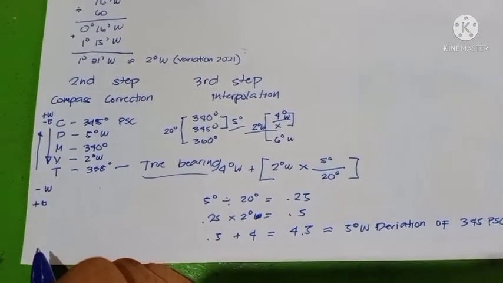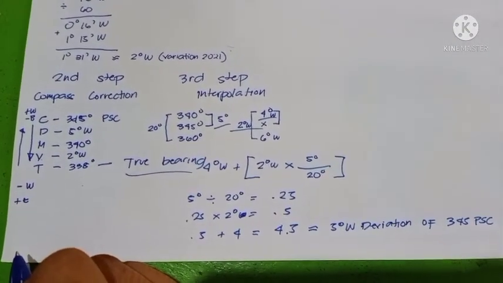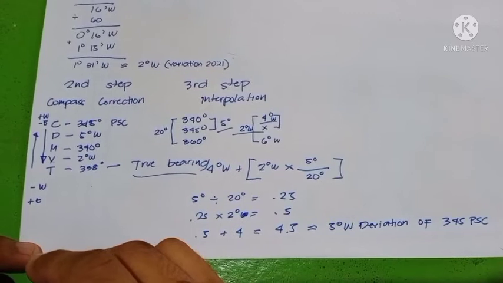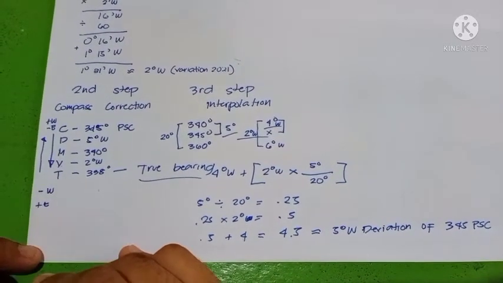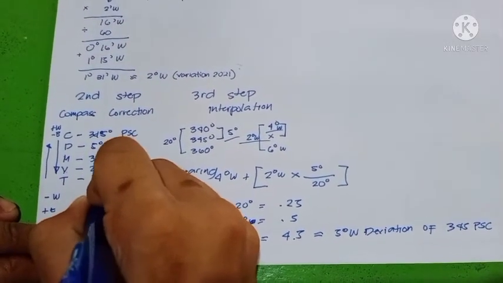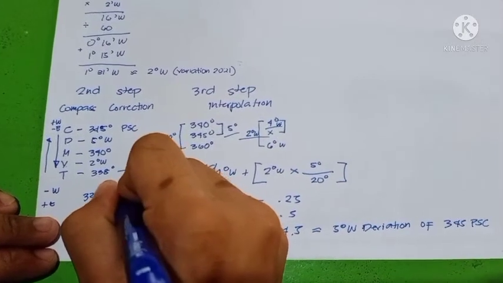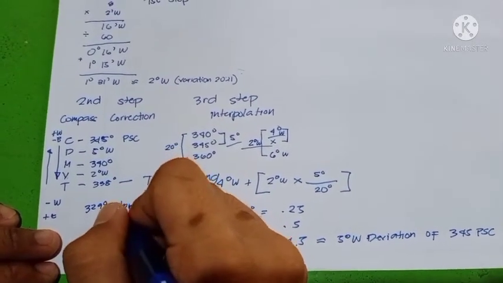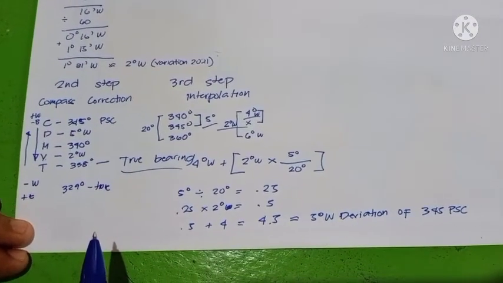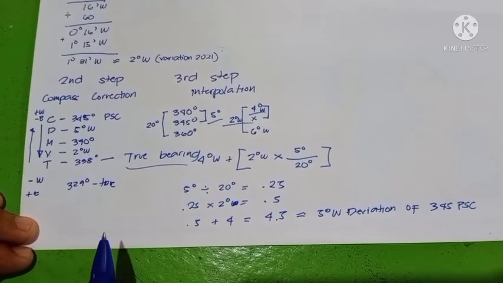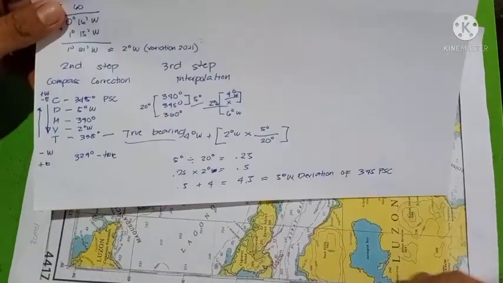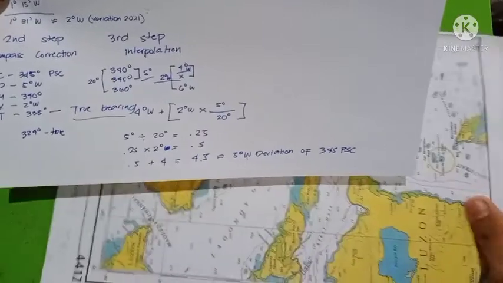If you are given a ship's course, repeat the same process. Since I have already corrected a true course of 329 degrees true from a compass course of 335 degrees PSC, now we're going to plot the true course and the true bearing as it was stated in the plan.